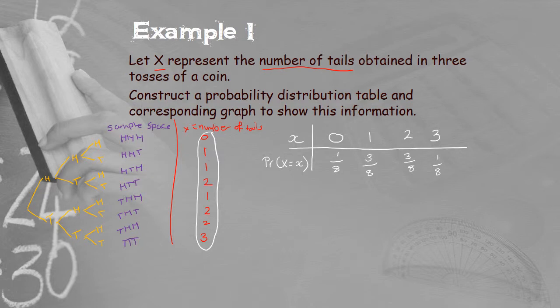Finally, we need to draw our graph. When we draw our graph for our probability distribution, on the y-axis, and if you have a ruler that would be better, we put the probabilities, and on the x-axis we put our different values of x. In this case, that represents the number of tails.